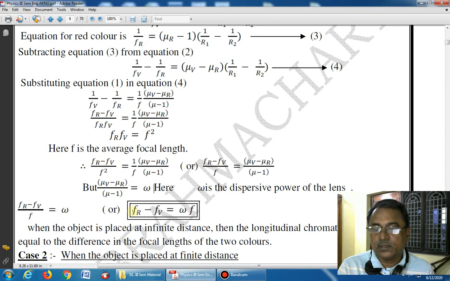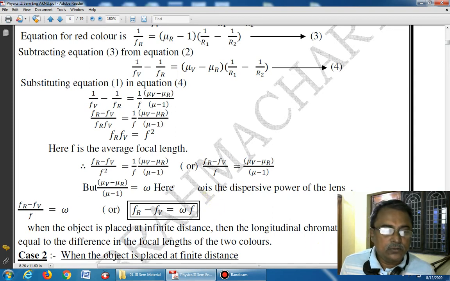This is nothing but the longitudinal chromatic aberration. That means this is the measurement of longitudinal chromatic aberration when the object is placed at infinite distance. It is equal to the difference of the focal lengths Fr − Fv, and this is also equal to the product of the dispersive power of the lens and the focal length of the lens. That is the first derivation.